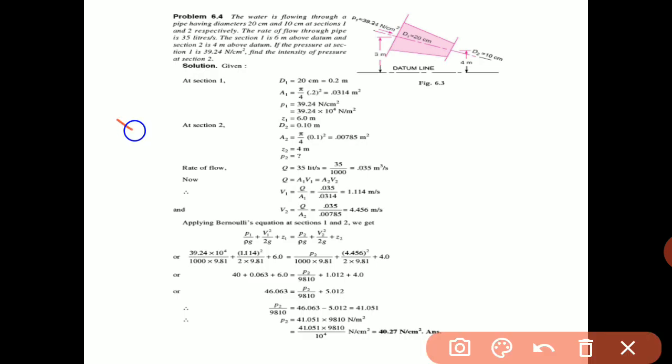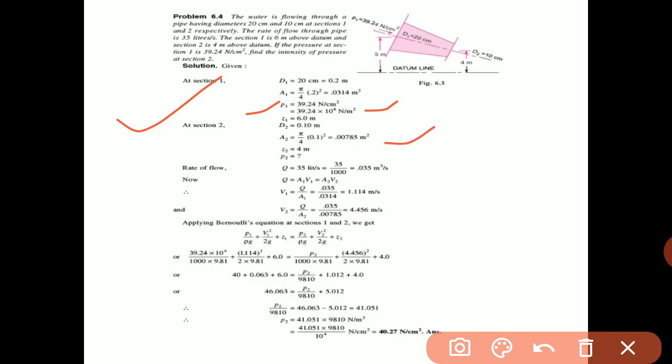We are given the section 1 diameter, and from this diameter we can calculate the area. We are given the pressure 39.24 Newton per centimeter square, and we'll convert it into Newton per meter square. Z1, the datum at the first position, is 6 meter above, so it is given as 6. For section 2 we are given a diameter, we calculate the area, the datum head is given as 4 meter by Z2, and we are supposed to find P2.